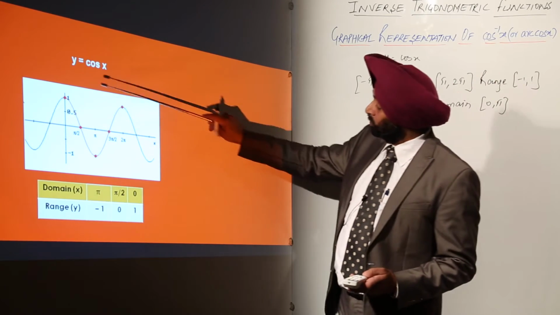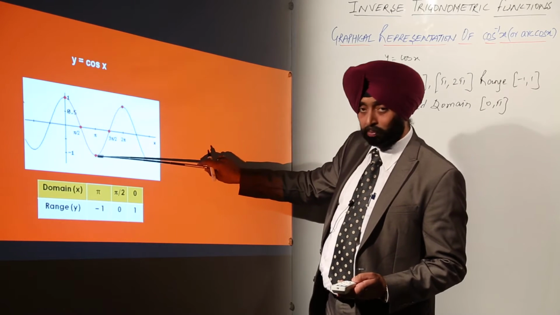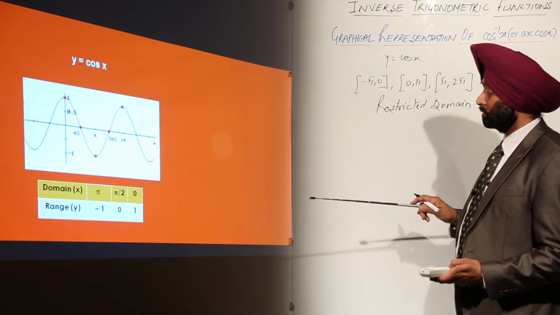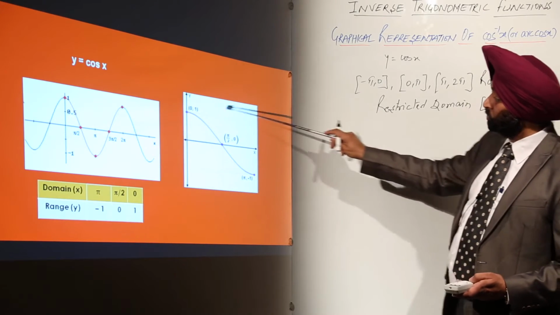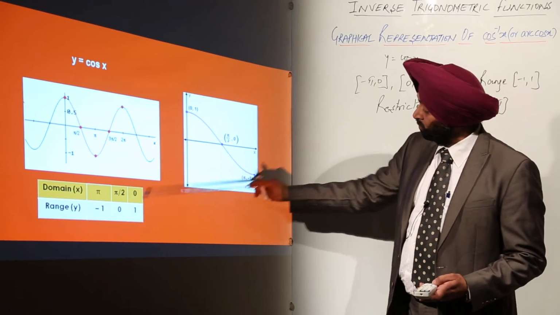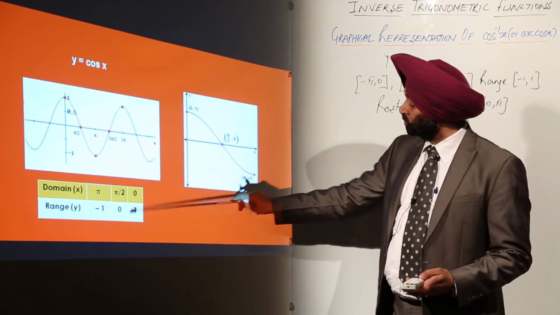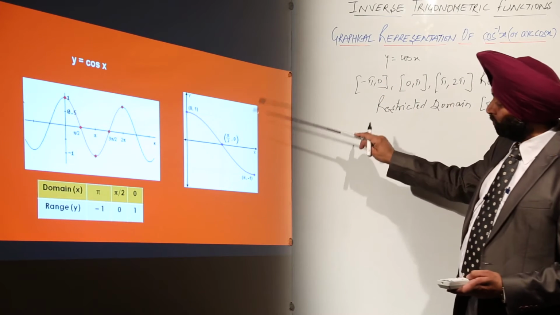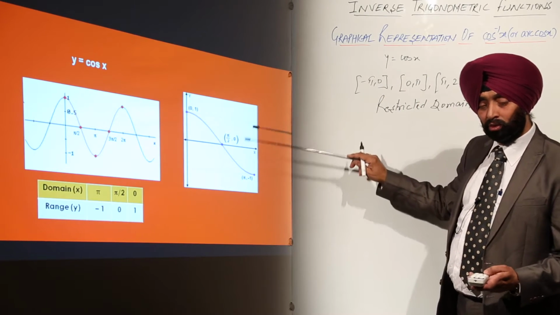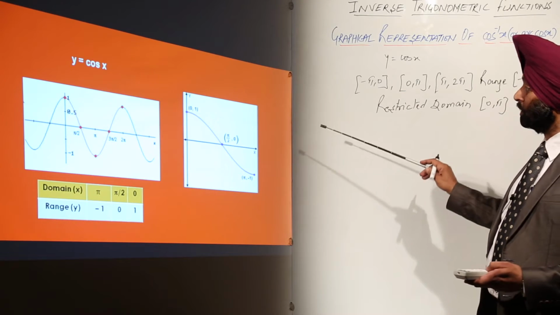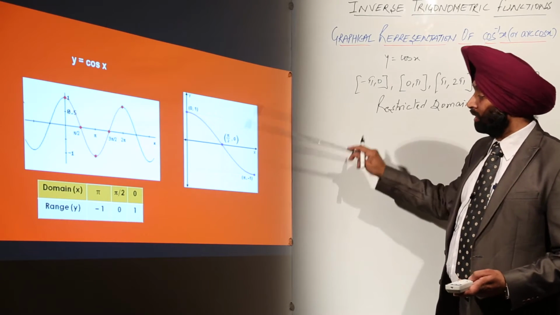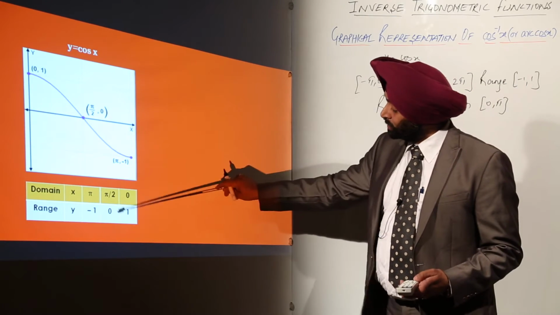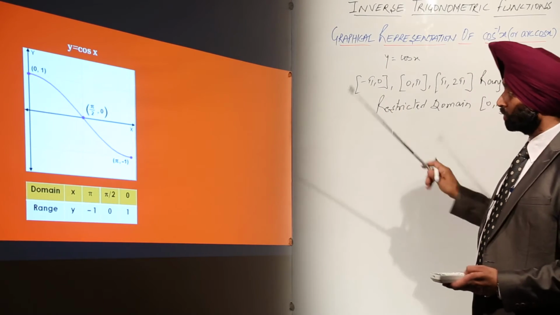Now let's take the given values and draw a graph for it. Now here it is (0, 1), then (pi by 2, 0), and (pi, -1). Now with the help of these coordinates we are going to make the inverse of cos x. Okay. Now let's start with the cos x.